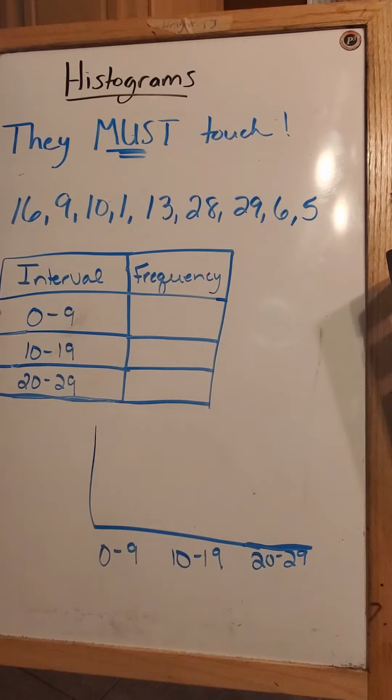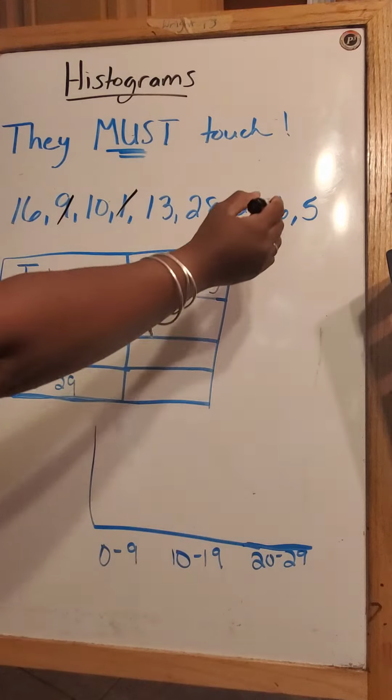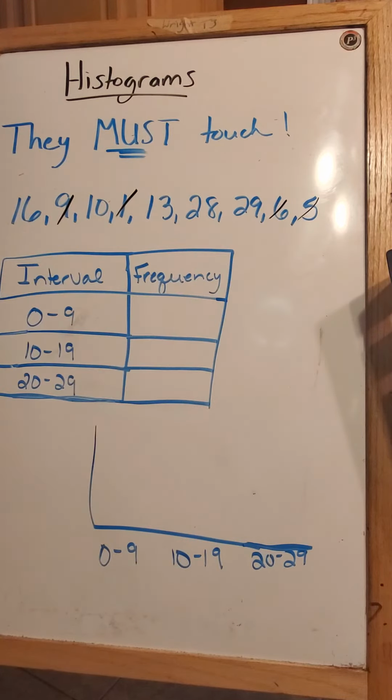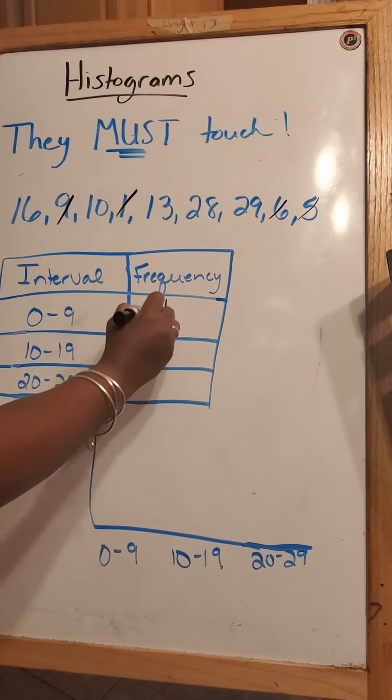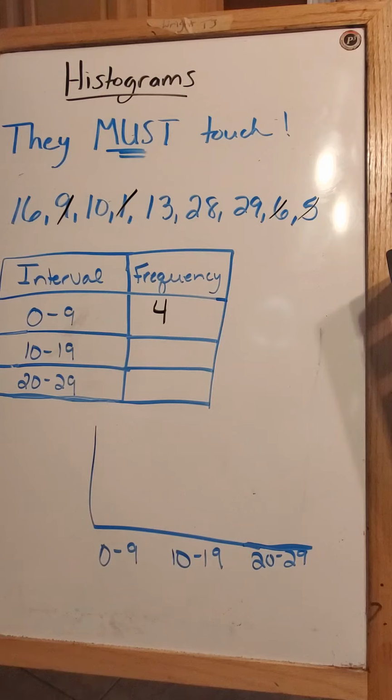So how many numbers fall in between 0 and 9? Again, I mark my numbers out because it's easier to keep up with. So we have 1, 2, 3, 4. So 4 numbers fall in between 0 and 9.